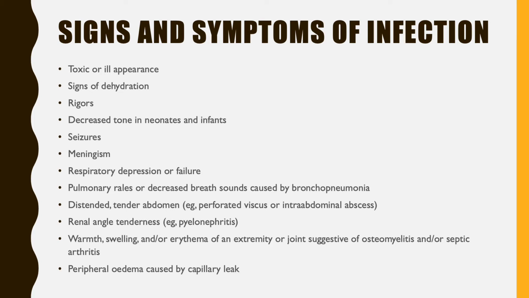Doing a thorough examination not only identifies signs of shock, but may help you identify the source of the sepsis as well, which can help you with early source control. Additional signs and symptoms you might want to look at are signs of dehydration, which may be seen in patients who have acute gastroenteritis, rigors, decreased tone, seizures, meningism, which may be associated with meningitis. If the source of sepsis is from the lungs, respiratory depression or failure, pulmonary rales, decreased breath sounds caused by pneumonia. A patient may have a distended or tender abdomen or renal angle tenderness if they have pyelonephritis.